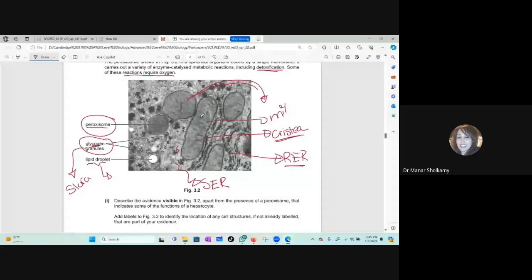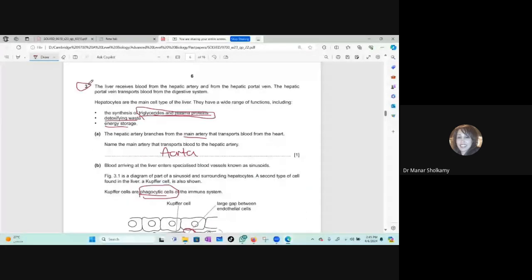And what is the function of the lipid droplets? For energy. They store lipids. And these lipids can be used for other things. These lipids can be used for energy, or they can be used for the making of the triglycerides and plasma protein.